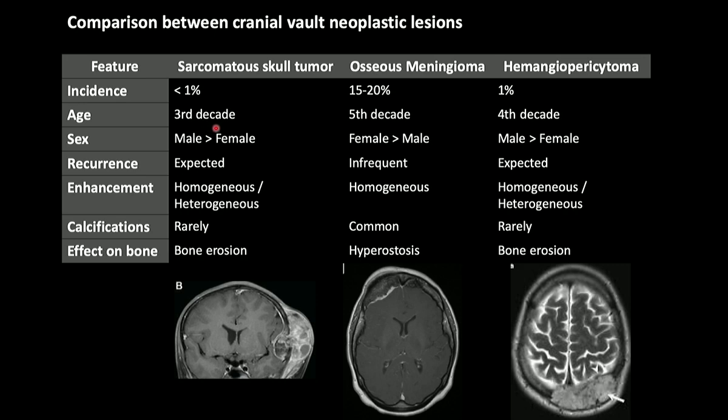One of the differences in the presentation is the decade or age of presentation. That is the third decade in sarcomatosis skull tumor and the fourth decade in hemangiopericytoma.